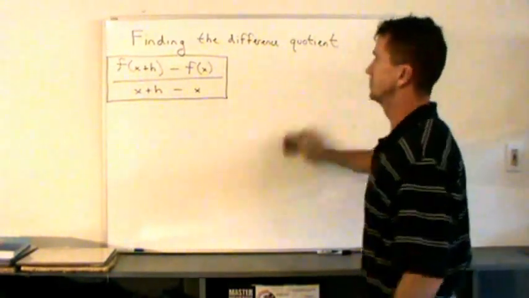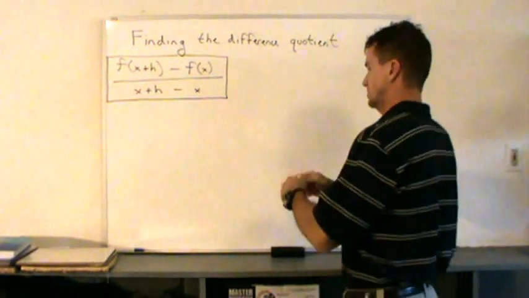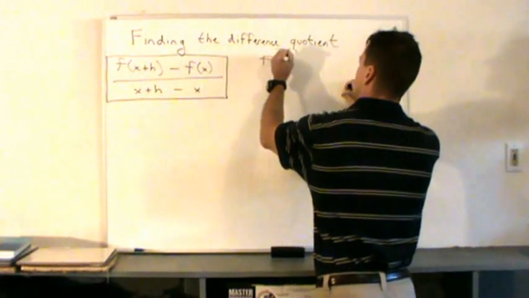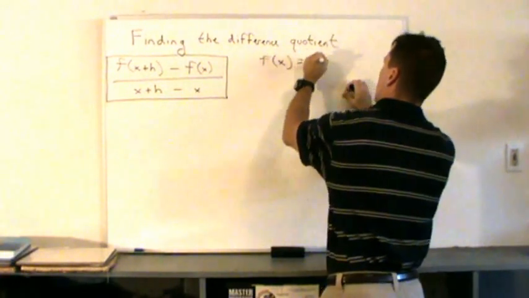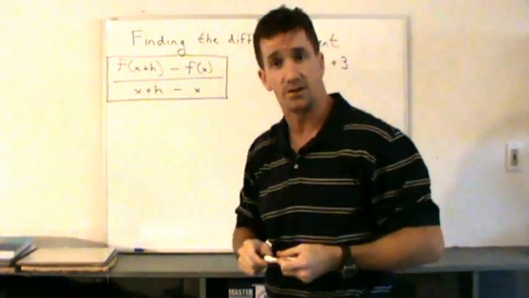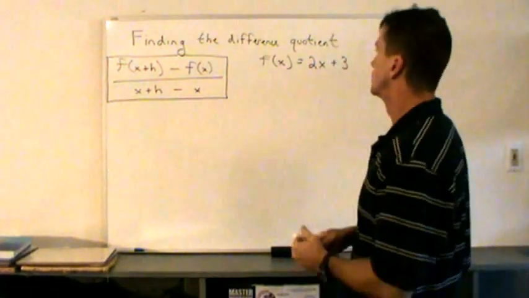And we're going to do 2 problems. We're going to find the difference quotient for 2 functions. My first function will be f of x equal to 2x plus 3, which actually is a straight line function. And we're going to find the difference quotient for that function.